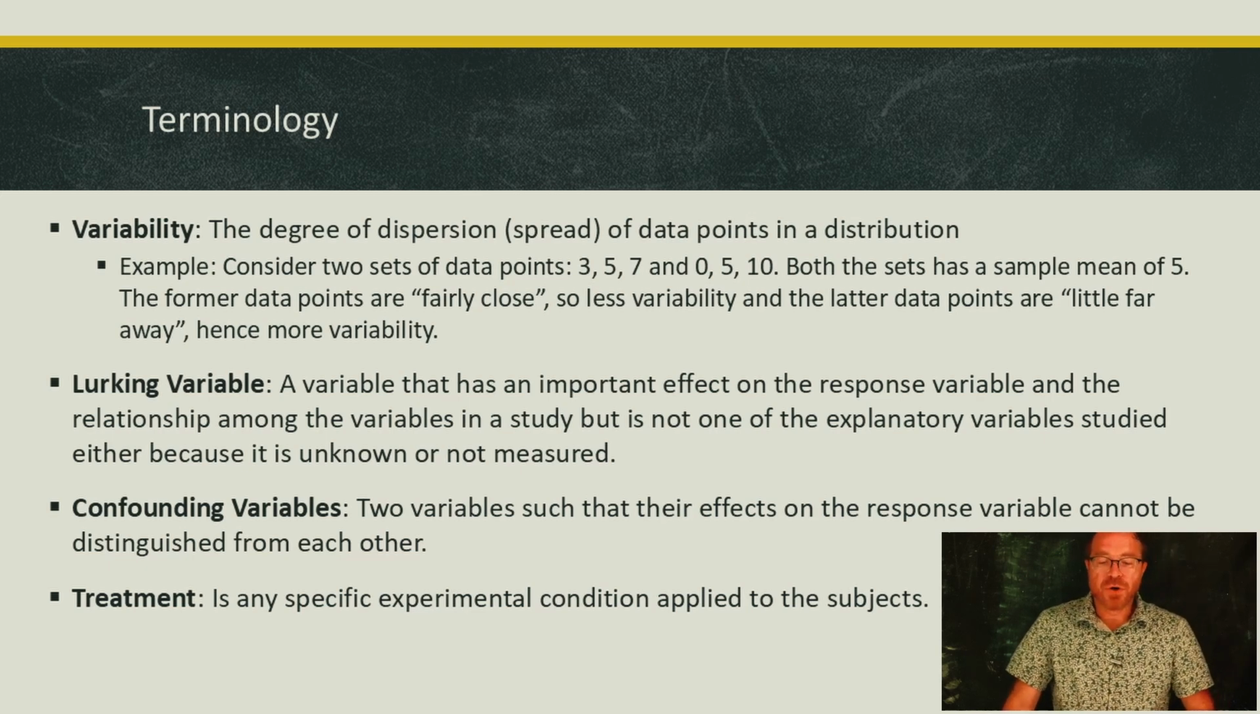So next we have what are called lurking variables. A lurking variable is a variable that has an important effect on the response variable, that is what we're measuring, and the relationship among variables in a study, but is not one of the explanatory variables, that's what we're changing, that are being studied, either because it's unknown or it's not measured.